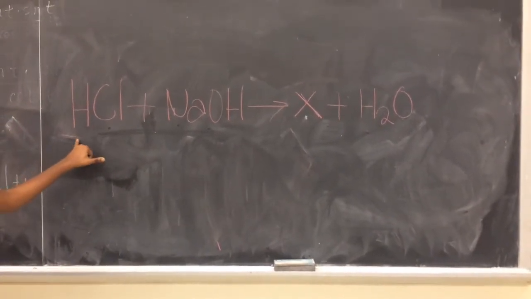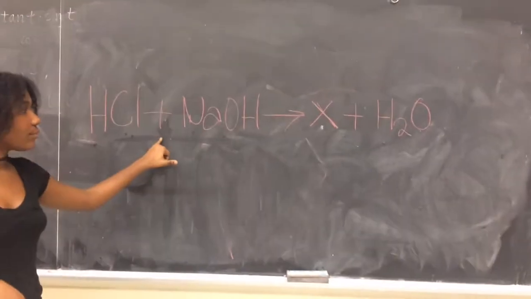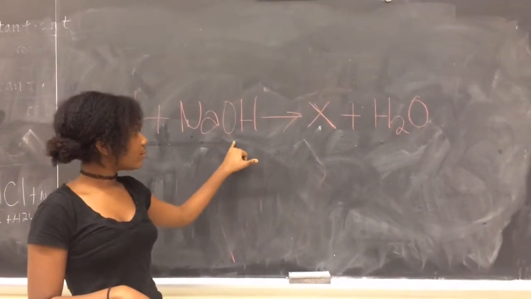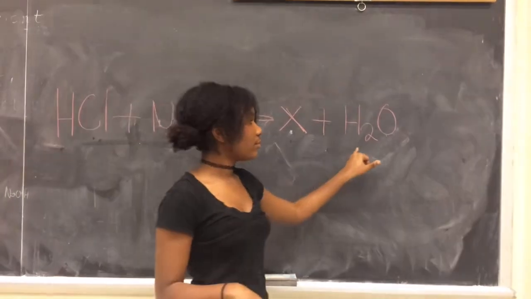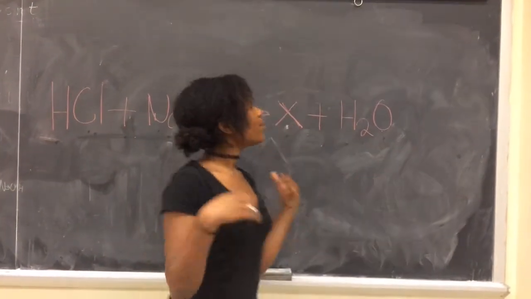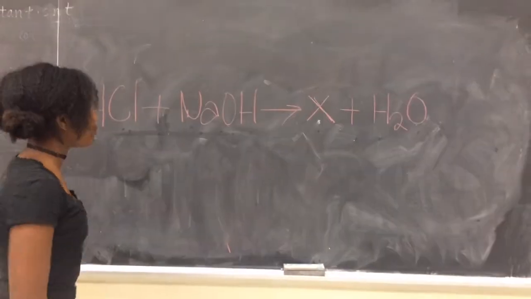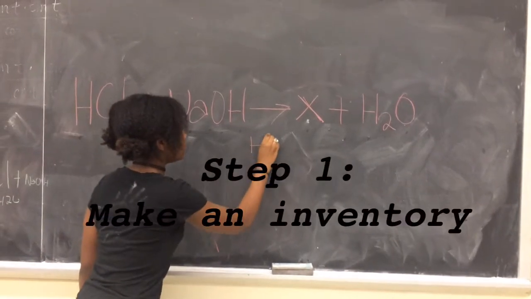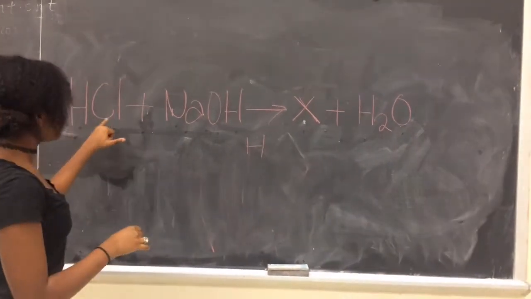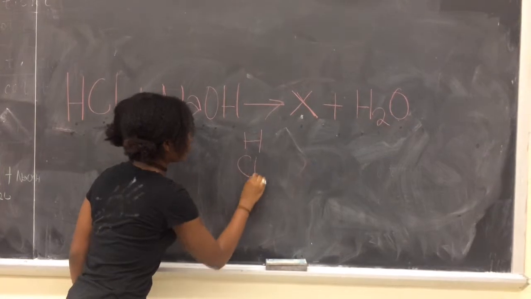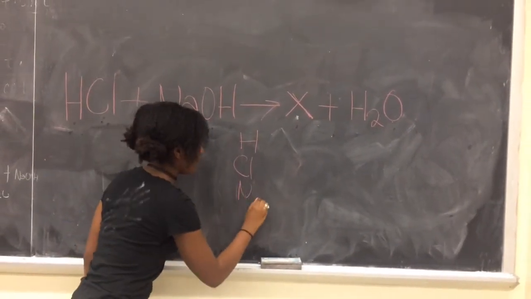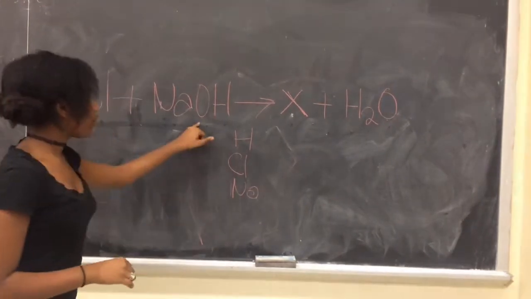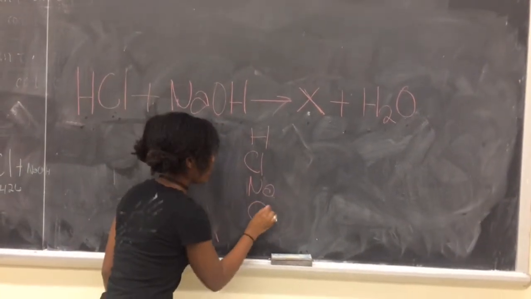So, here we have a chemical equation that reads HCl plus NaOH equals X plus H2O. X is the missing mass that we'll be solving for. So the first step is to make an inventory of the elements that we see in the equation, which are hydrogen, chlorine, sodium, and oxygen.